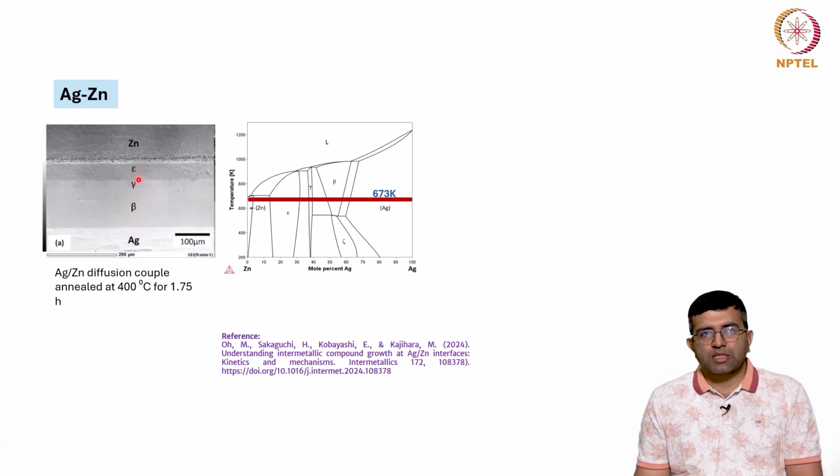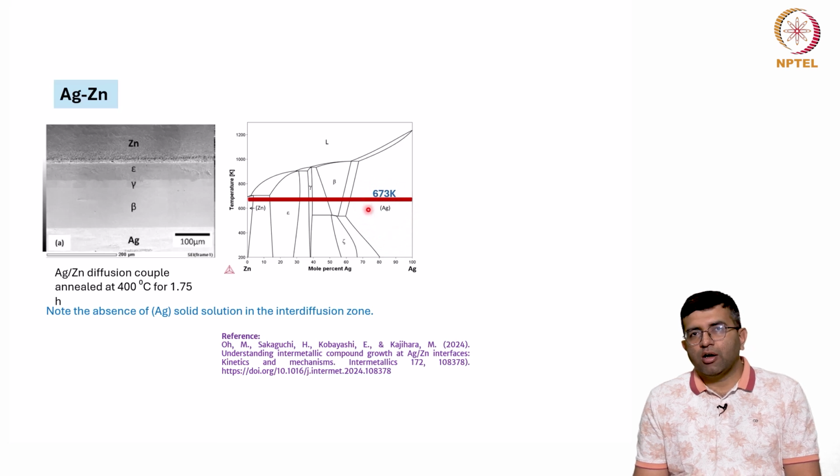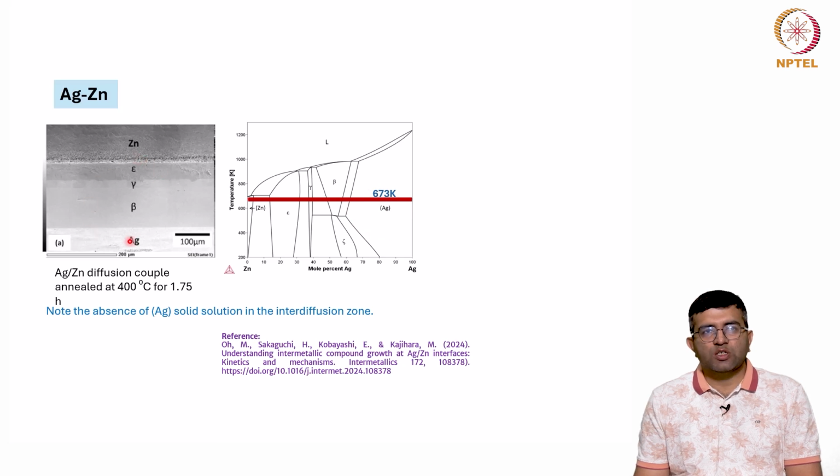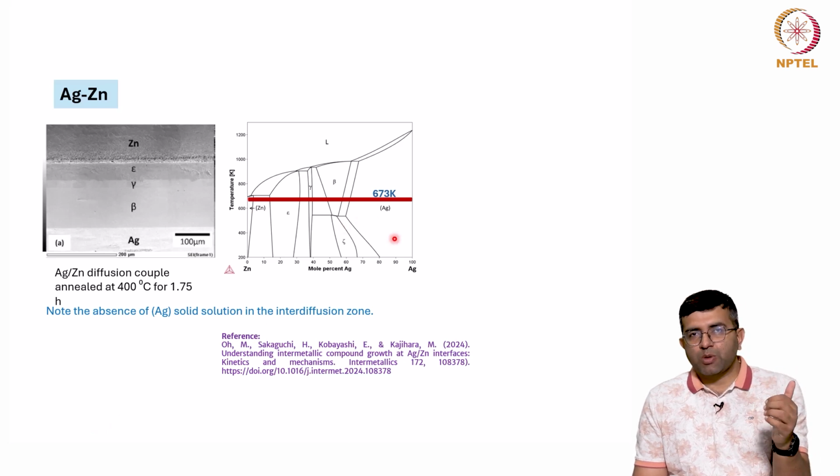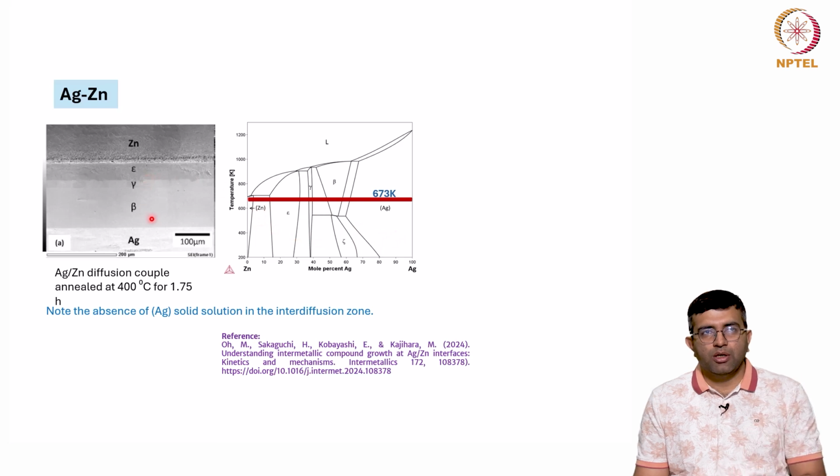All the 3, this is an actual micrograph again which is shown here, and you see that even though there is a high solid solubility of zinc in silver, a very wide region of solid solution, you do not get any solid solution phases in the diffusion couple. So, it is beta, gamma and epsilon alone. That is something again I want to say: we cannot say that whatever phases are present will all be visible in the diffusion couple.